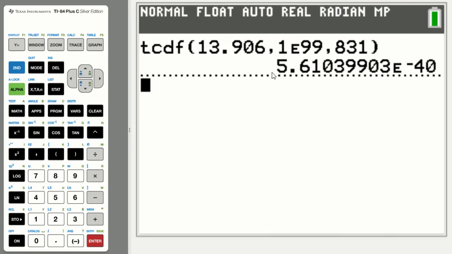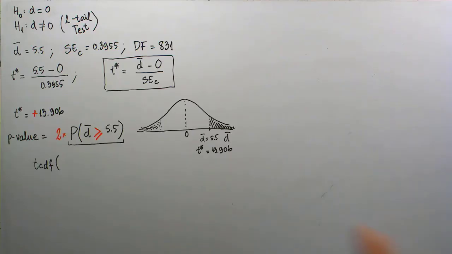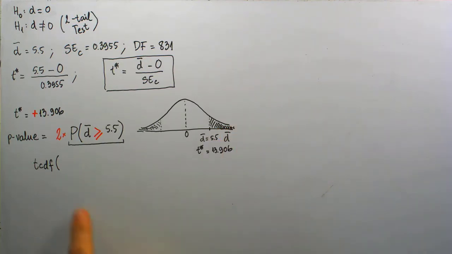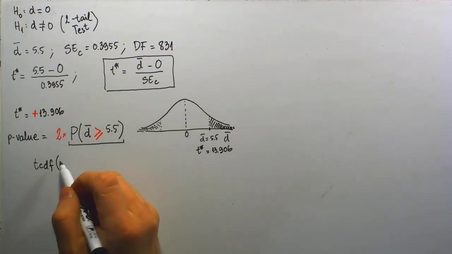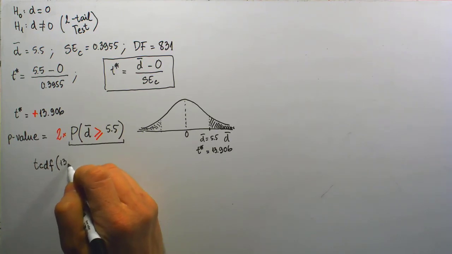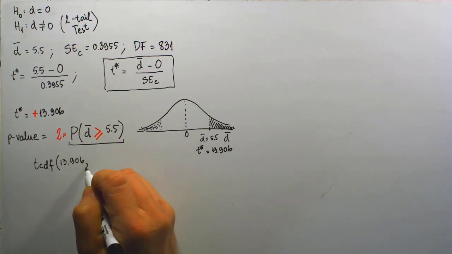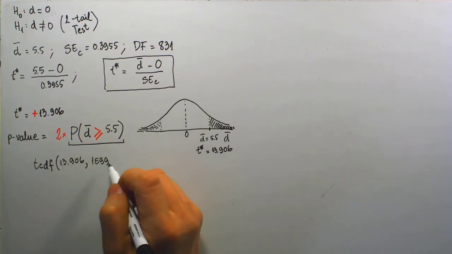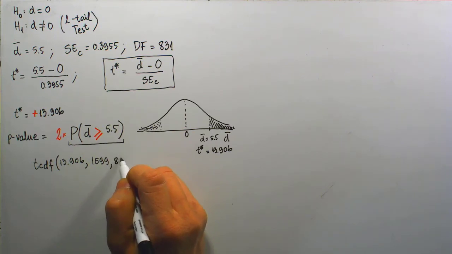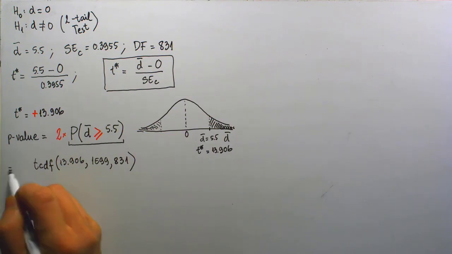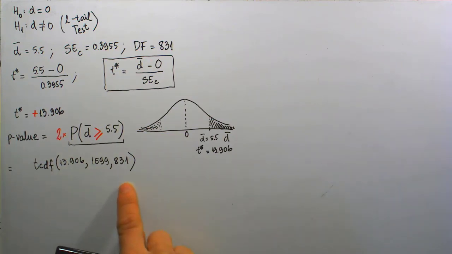And this is our probability, or the area on the right-hand side of this bell curve, to the right of 5.5. So allow me a minute here to complete this tcdf command. We have 13.906, we put a comma here, and that was the lower end. 1E99 is for the indefinite upper end, and our degrees of freedom being 831 as stated here. And so this is the answer to how big that area is.